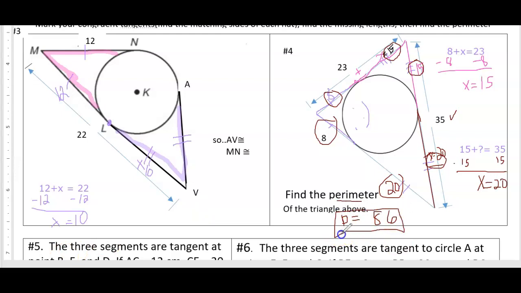The perimeter is 86. So if I was an ant and I traveled all around this triangle, 8 plus 15 plus 15 plus 20 plus 20 plus 8, I would have traveled 86 centimeters. Okay, let's try number 5.